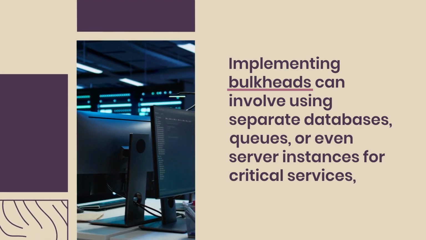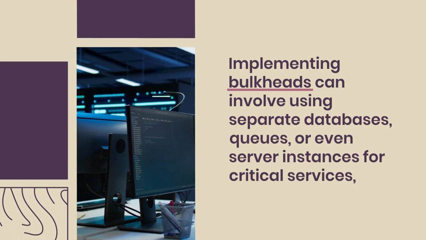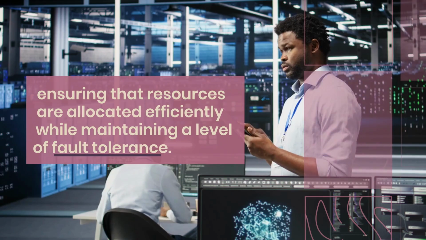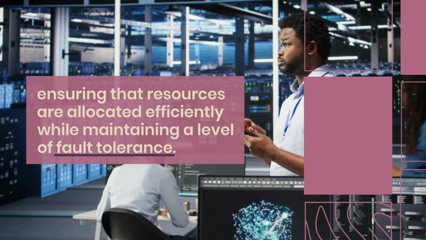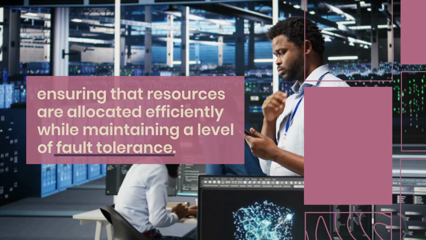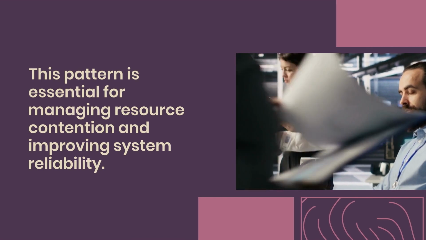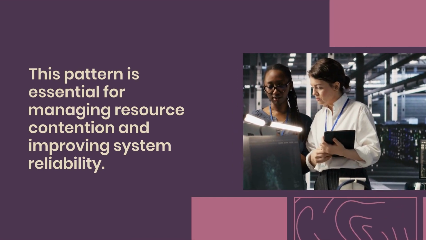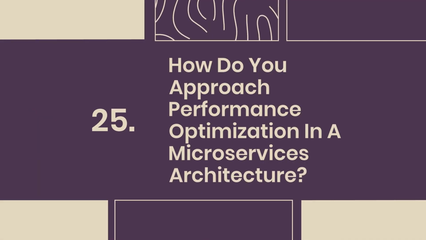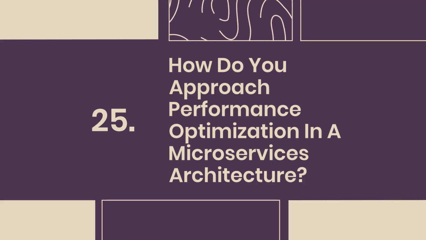Implementing bulkheads can involve using separate databases, queues, or even server instances for critical services, ensuring that resources are allocated efficiently while maintaining a level of fault tolerance. This pattern is essential for managing resource contention and improving system reliability. 25. How do you approach performance optimization in a microservices architecture?